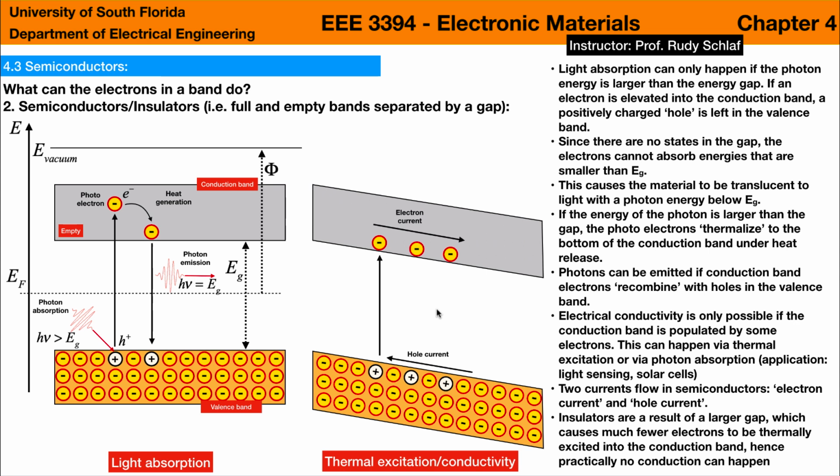Another big difference to metals when it comes to conductivity is that in a semiconductor we don't only have an electron current, we also have a hole current, because those positive charges, those holes that are left behind in the valence band, can also act as charge carriers and move in the opposite direction of the electrons and conduct their own share of the current. So in a semiconductor we always have a sum between an electron current and a hole current.